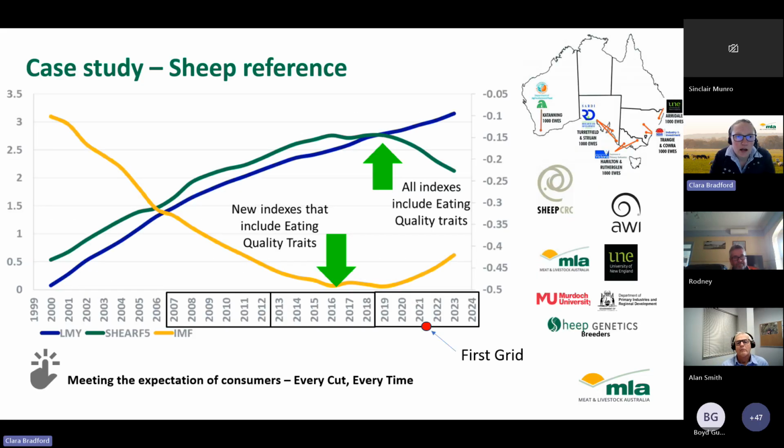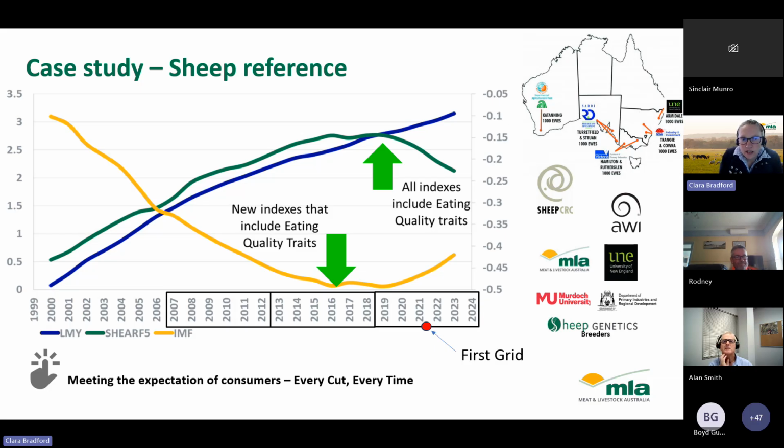So if we look at the sheep case study, or what we've done in the sheep space in terms of eating quality, in 2007 the CRC project started and ran until 2012. By the end of that project, we were able to generate blended breeding values, where we were able to build a breeding value based off pedigree and then build a breeding value based off the genotype and bring those two together.